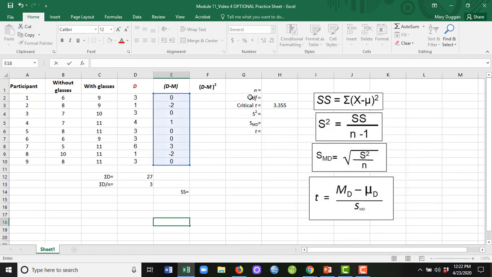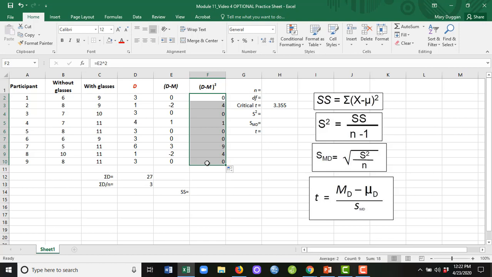All right, the next thing we're going to do is square these deviation scores. Remember, we take each score minus the mean, then we need to square it. So let's do that. I'm going to take each score, do the little caret and a 2 for squaring, and I'm going to draw down.